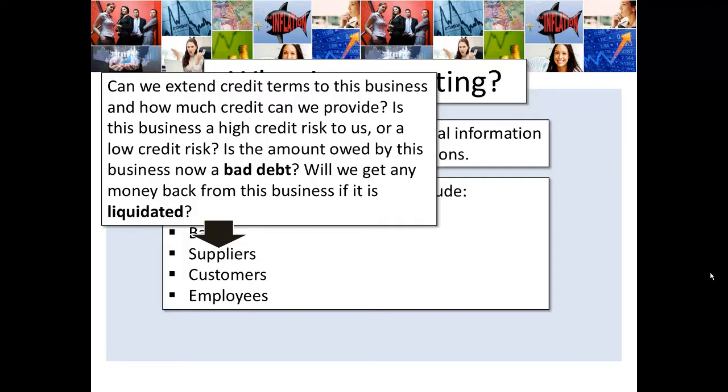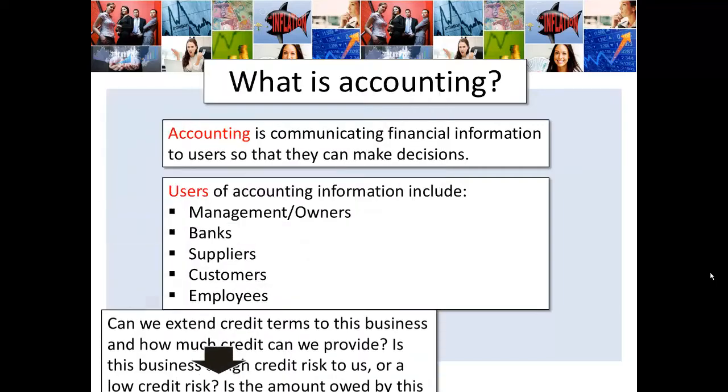Suppliers want to know whether they can extend credit terms to the business. So can they hold off for a while before receiving their cash? How much credit can they provide? Is the business a high credit risk to us or a low credit risk? Is the amount owed by this business going to be a bad debt? Is it now a bad debt? Will we get any money back if the business is wound up, put into liquidation?